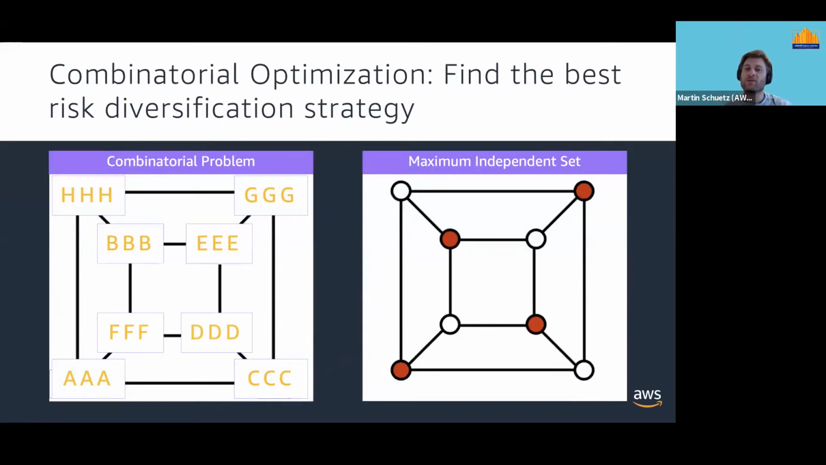Just to close the loop on this example, we have now solved the maximum independent set problem on this graph with 8 nodes. Coming back to our use case, it means that we buy stock A, stock B, stock D, and stock G. That is a basket of 4 assets out of 8 without any correlations between them. And that is an optimal solution to the problem that we were facing at the beginning.